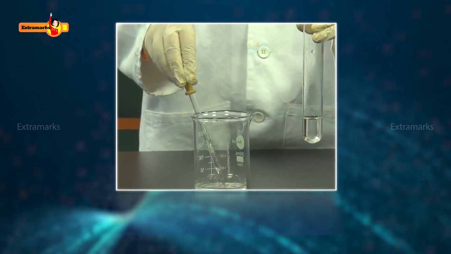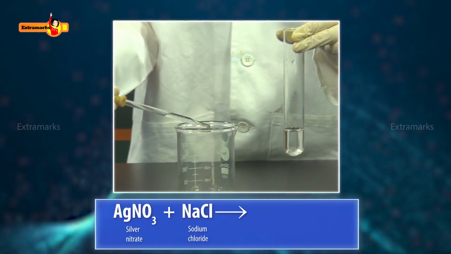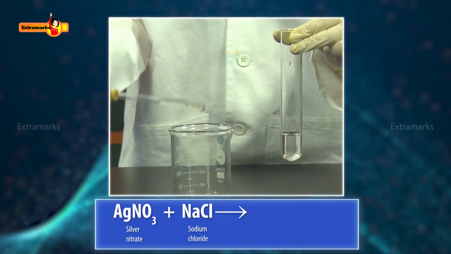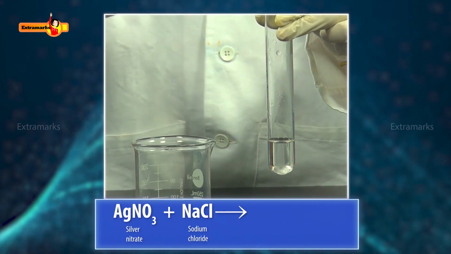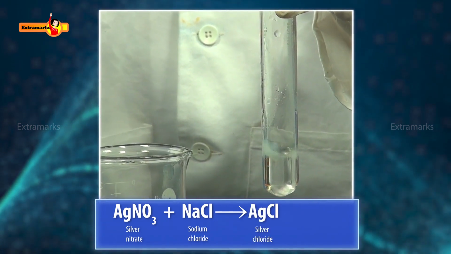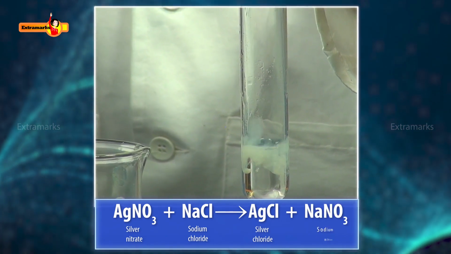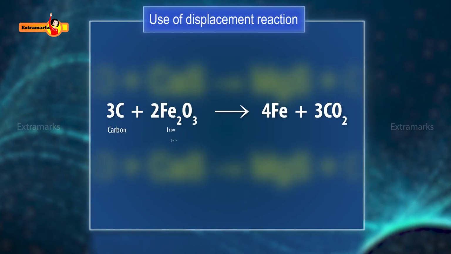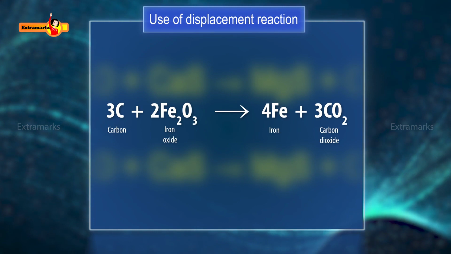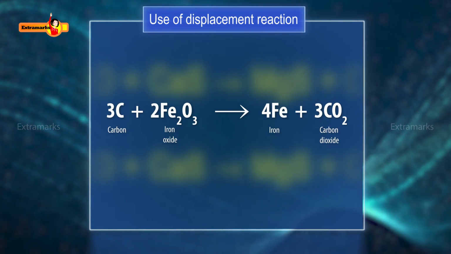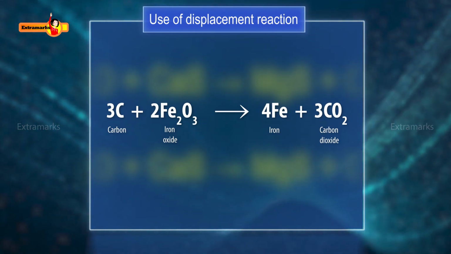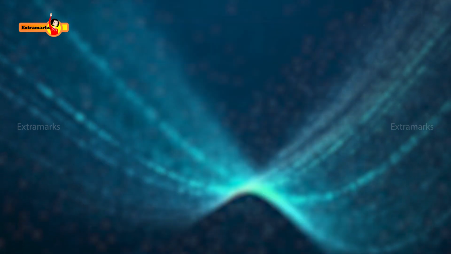Now, can you predict what would be the products when silver nitrate is made to react with sodium chloride solution? Of course, silver chloride and sodium nitrate. Displacement reaction is used in the steel making process. In this process, iron is extracted from its ore by heating it with carbon.